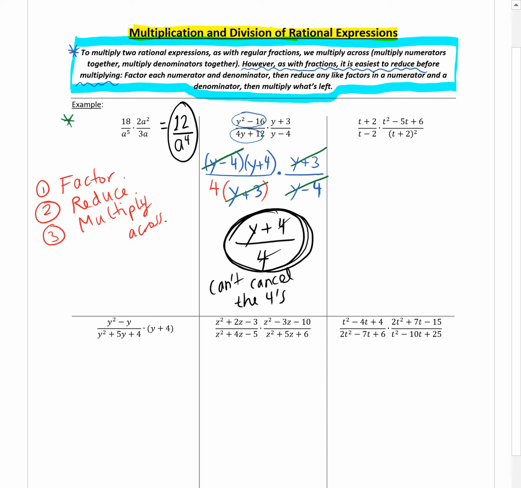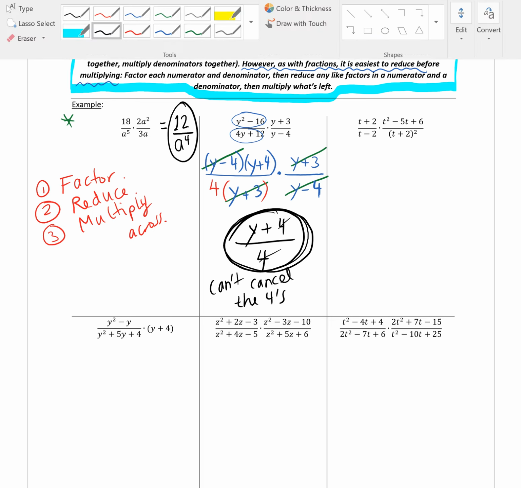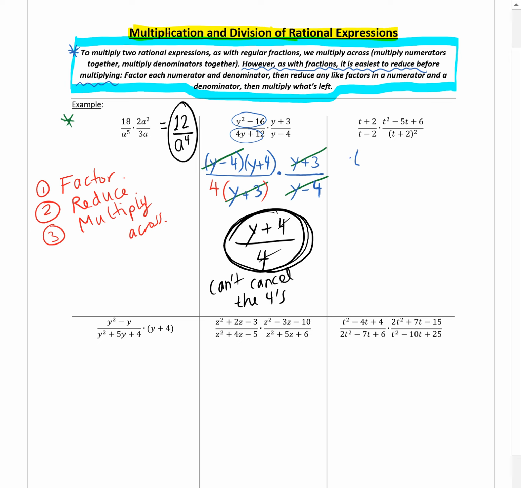Okay, let's move on to the next one. You've got t plus 2 over t minus 2. Actually, looking at that first fraction, I notice both numerator and denominator cannot be factored. T plus 2 and t minus 2, they both have two terms, so the only hope I would have is if they have a greatest common factor, which they don't, or if they're difference of squares or difference of cubes or sum of cubes, and they're not.